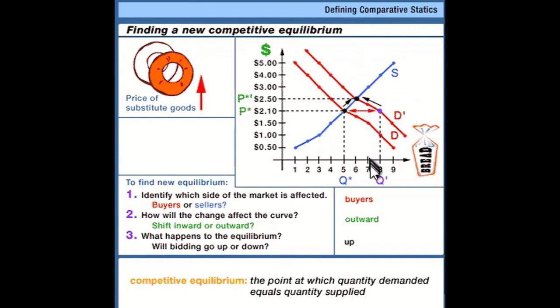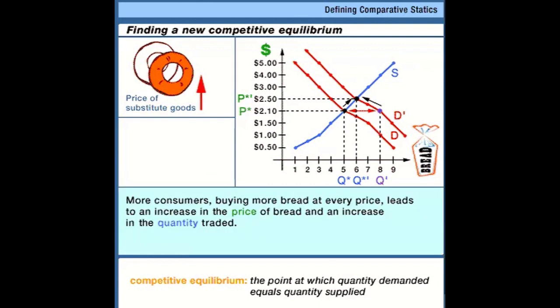So the market for bread has gotten a little bit bigger because bagels, a substitute, are now less attractive. More consumers buying more bread at every price leads to an increase in the price of bread and an increase in the quantity of bread traded. We got rid of our excess demand through the bidding mechanism, which pushed up the price. And as buyers and sellers adjusted to the new higher price, the quantity traded changed.